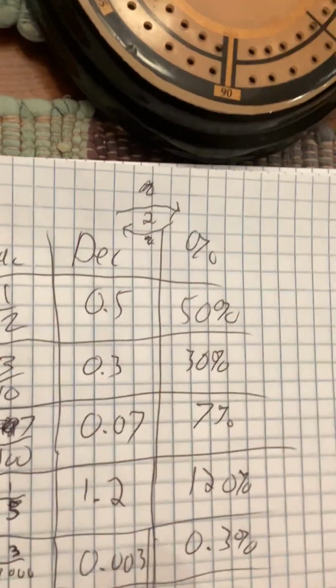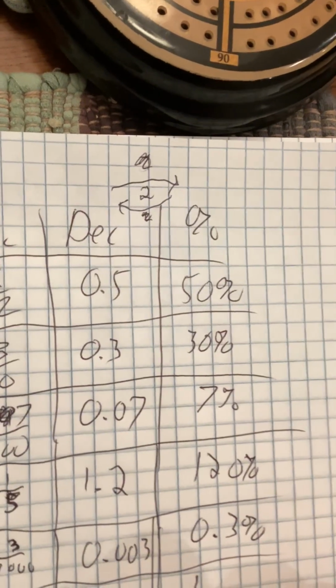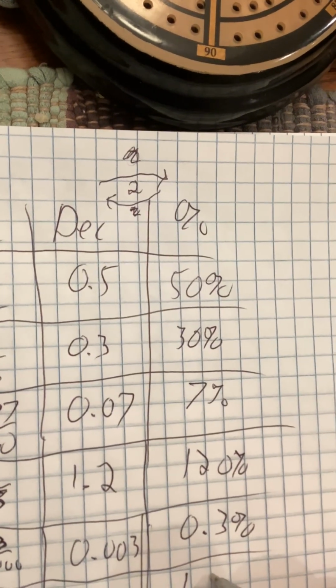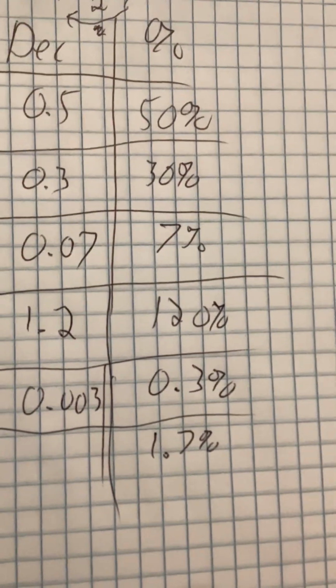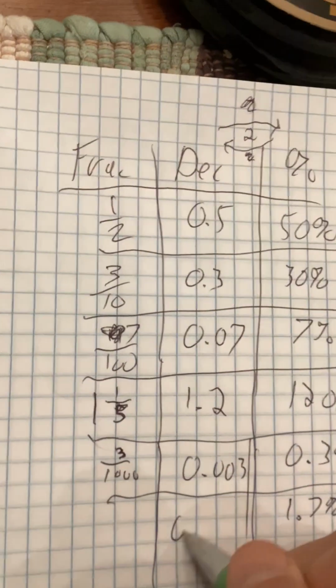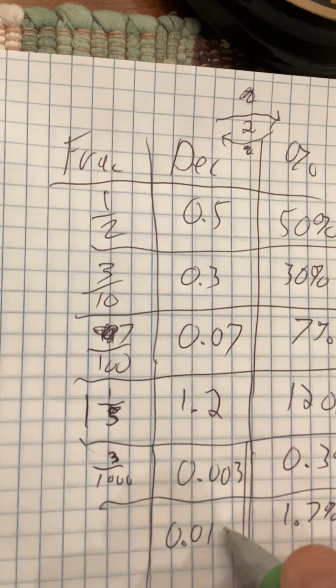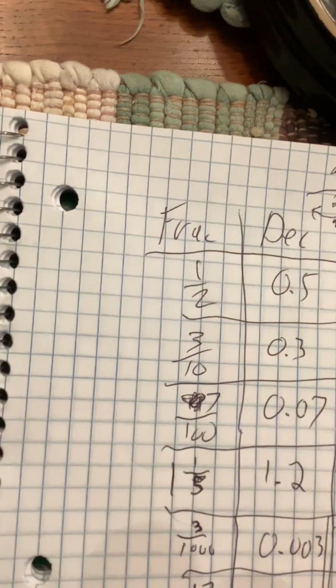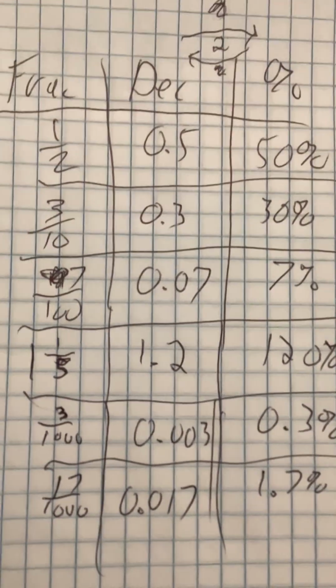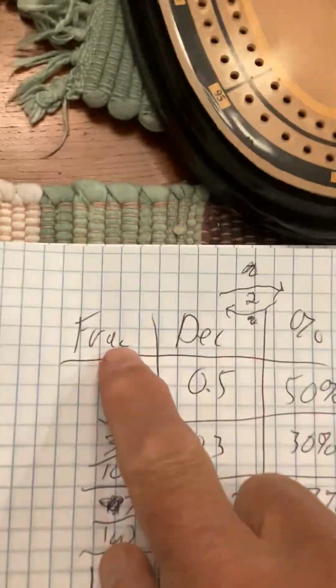How about a tough one here? What if you had 1.7%? Move it 2. 0.017. So that's 17 thousandths. Anyways, percents to decimals, changing fractions, percents to decimals. I just want to kind of go over that real fast.